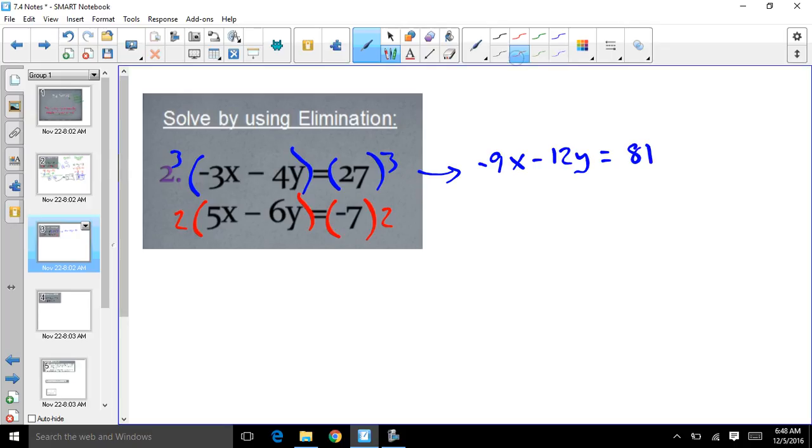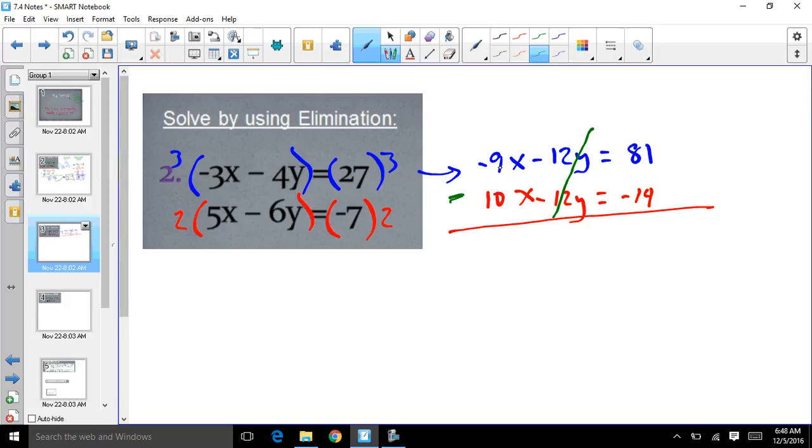And then down here at the bottom, I'll have a 10x minus 12y, and that equals a negative 14. Now I've got two terms that are exactly the same. When they're exactly the same, that means I need to subtract them. So if I subtract a negative 12, that's like adding 12, and these will cancel out.